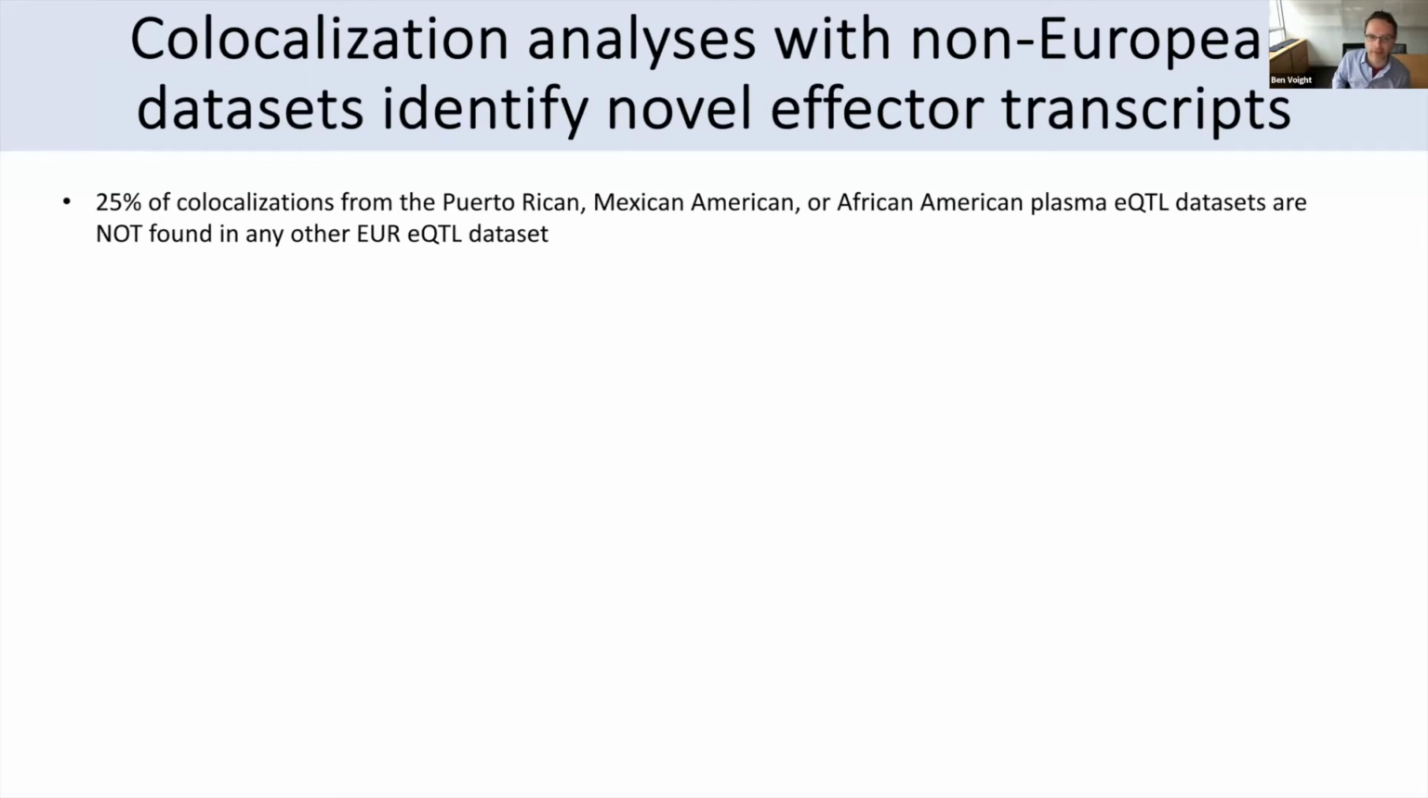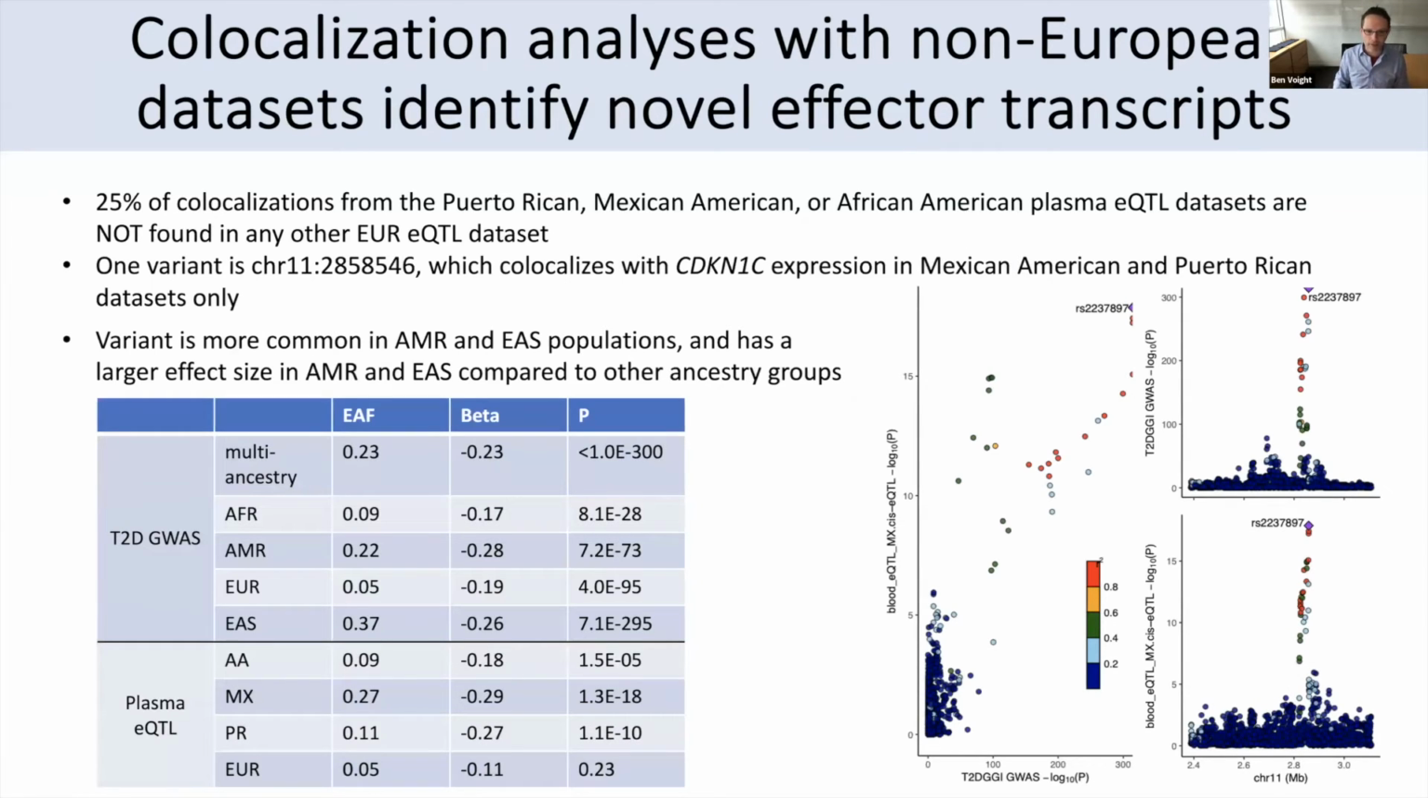So to put a point on that, what we found was that about 20%, about a quarter, of our co-localizations are found in these data sets but aren't found in the European QTL resources. So emphasizing the idea that we're finding things in these population sets. Just to give you an example of how that could be, here's one example that maps to chromosome 11. It's nearby a very well-known locus, the CDKN1C locus.